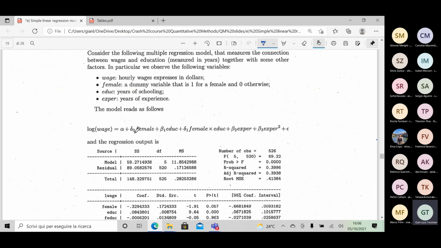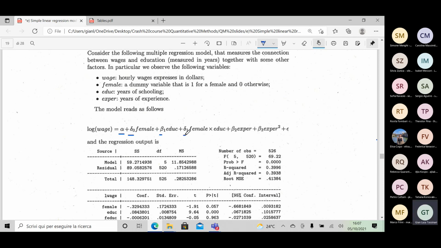Delta 0 is instead the coefficient of regression associated to the variable called female. So female can be seen as the variable, I don't know, capital X1, whose coefficient, instead of being called beta 1, is called delta 0. So this is a constant, a parameter of the model. This is another parameter. This is the first regressor, which captures the gender of the individual. Beta 1 is another parameter which is associated to the variable education. So this can be seen as capital X2 and beta 1 is its coefficient.